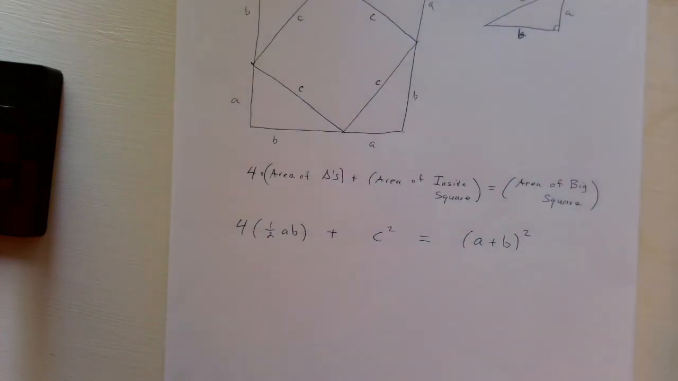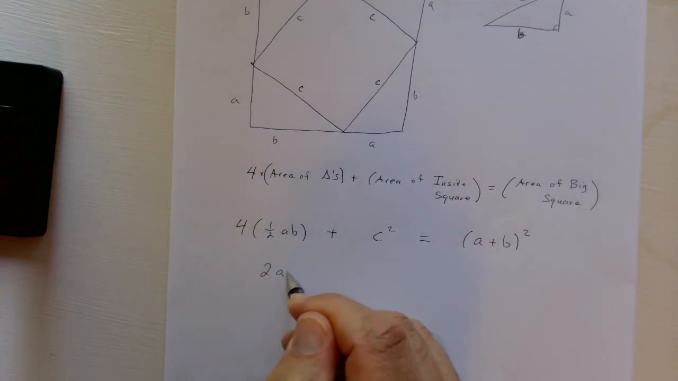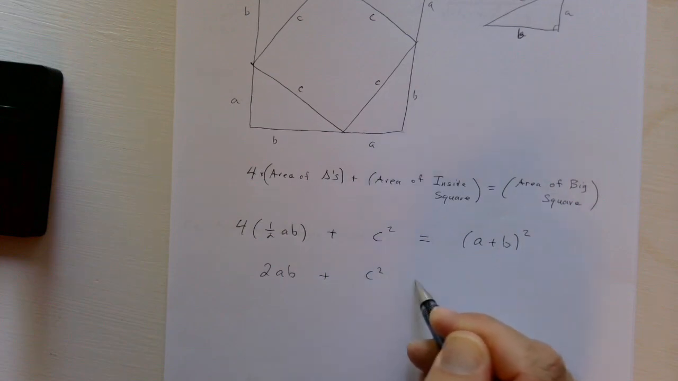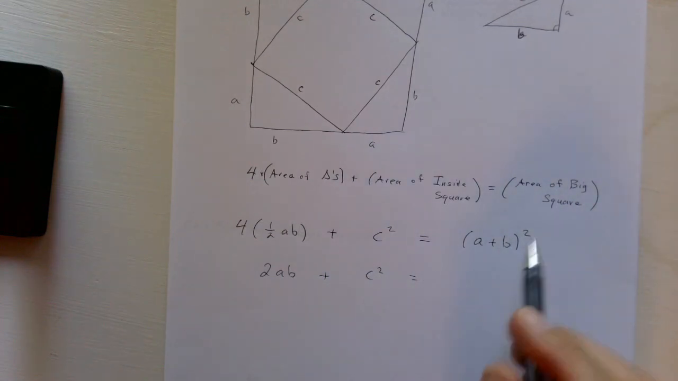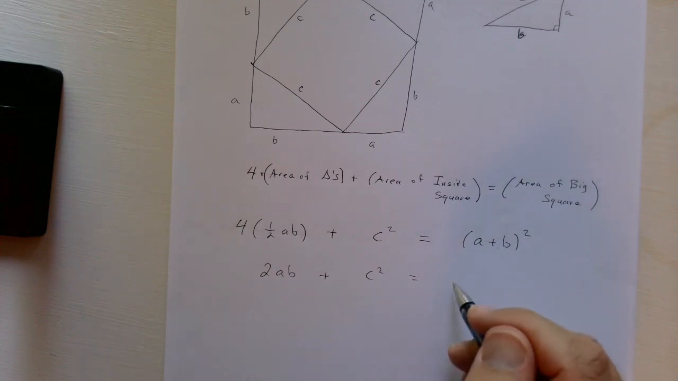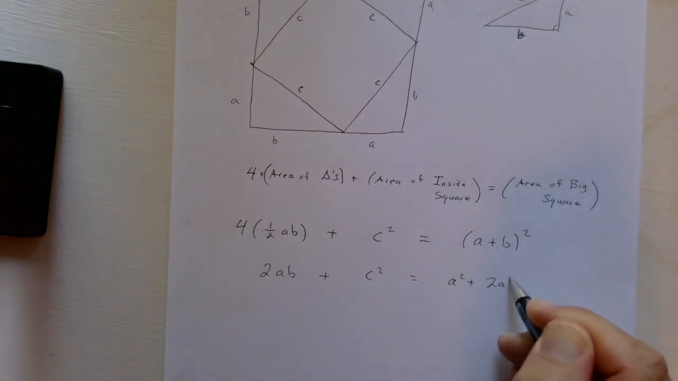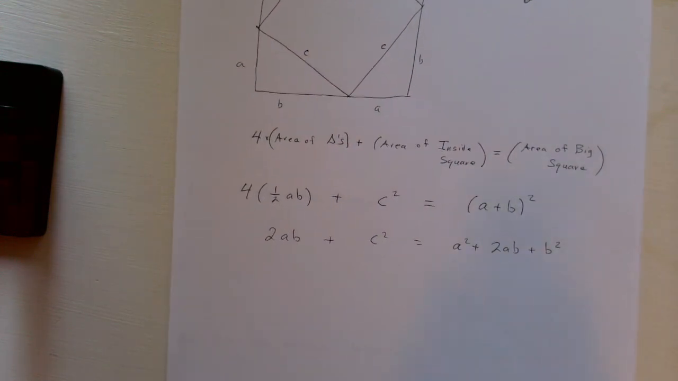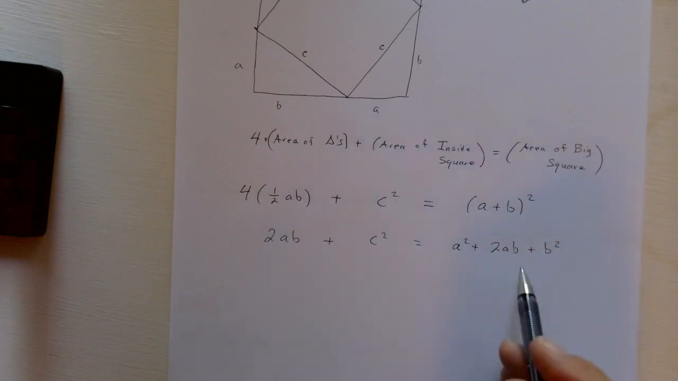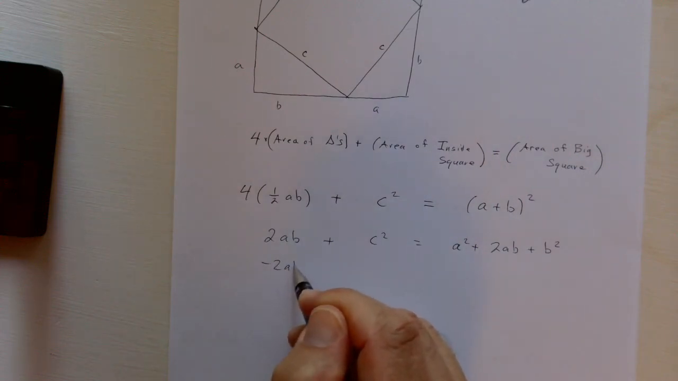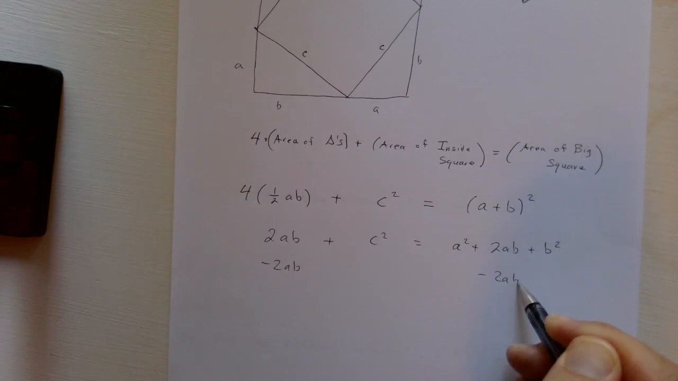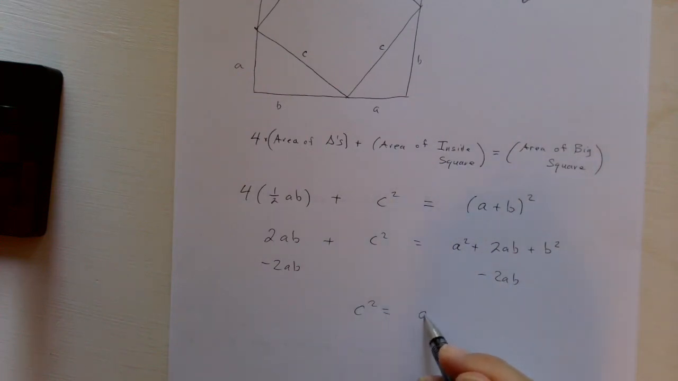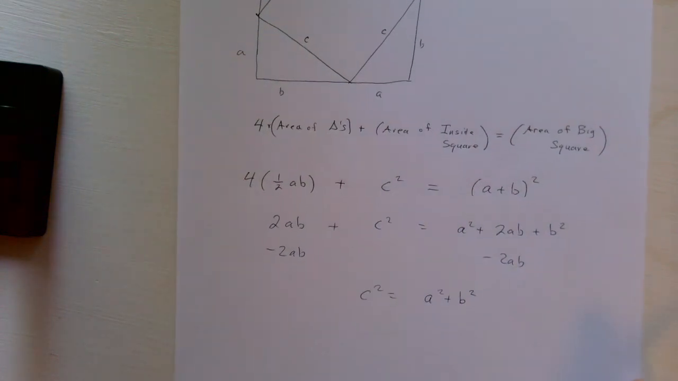And then we can just do a little algebra. 4 times 1/2, that's 2. So this is 2AB plus C squared. And this is equal to, if we multiply this out, A squared plus 2AB plus B squared. Can't forget the middle term here. Now you can see the 2AB terms cancel out, or we can subtract 2AB from both sides. And we get C squared equals A squared plus B squared. Okay? So that's how we prove the Pythagorean theorem.